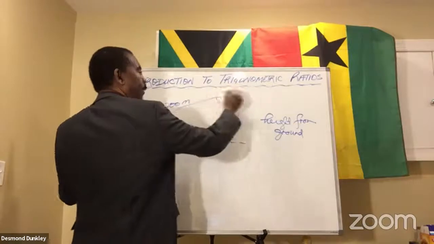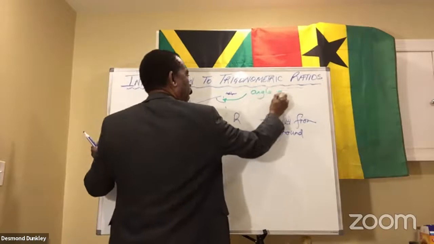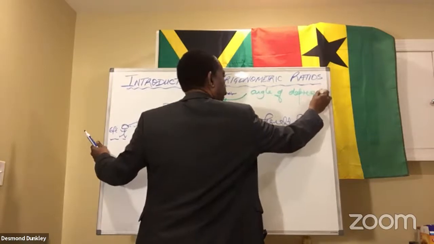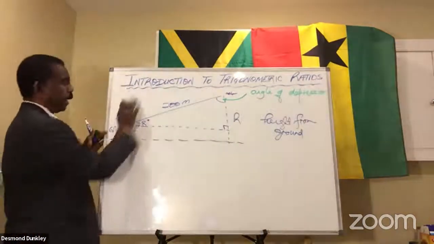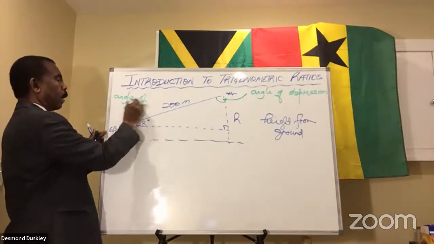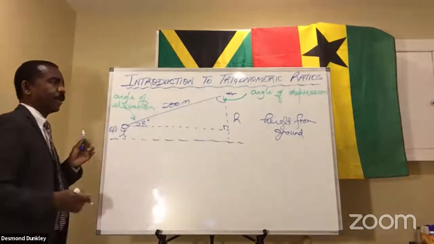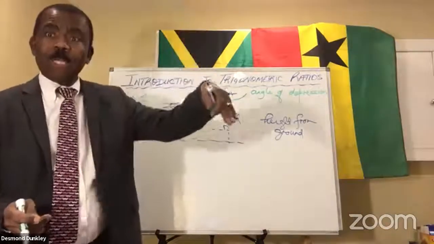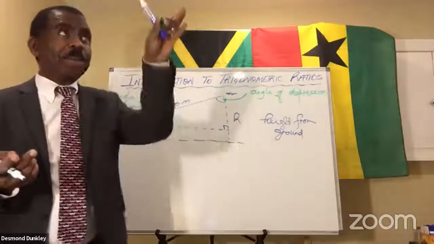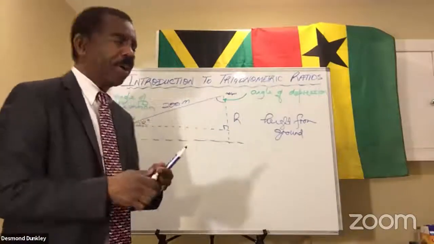When you're up looking down, it's called the angle of depression. When you're down looking up, it's called the angle of elevation. So you can say up is to elevate, down is to depress. Words: up, elevate, down, depress. So let's elevate, let's look up.